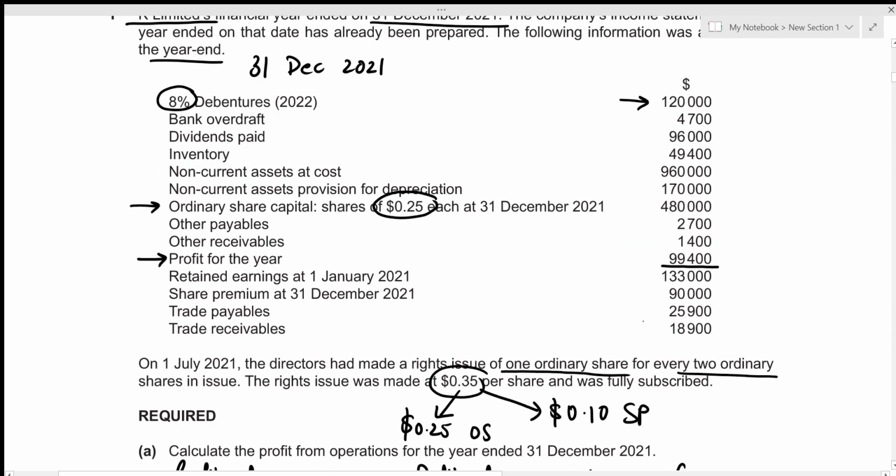Let's have a look above. Then there's bank overdraft, dividends paid, inventory. None of these include any sort of interest rate, so we can just skip it. Then we have other payables, other receivables. No interest is paid on those items as well. Then we have retained earnings, share premium, trade payables, and trade receivables. Again, no interest will be paid. So the only interest that we will be paying for this current year is the interest on debenture, which we already included. That concludes it.